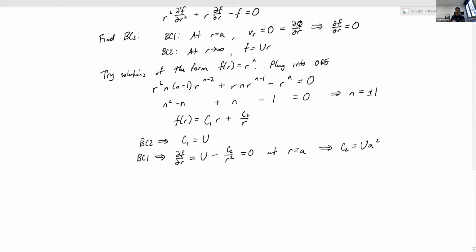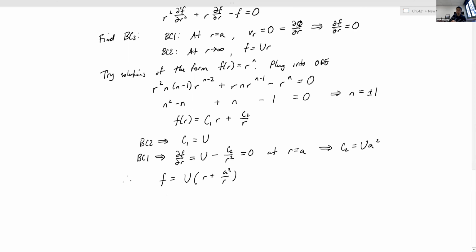And so this implies then that we have our f. f is equal to u times r plus ua squared over r. I just like to write things nice, neat, and tidy like that. That's our f. Of course, we're interested in our actual velocity potential and then eventually our velocities, right? So let me go ahead and write those down.